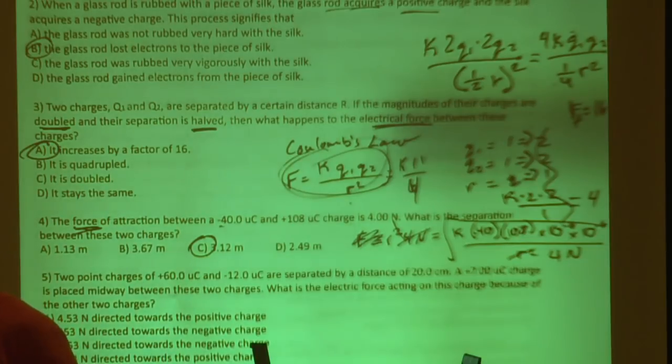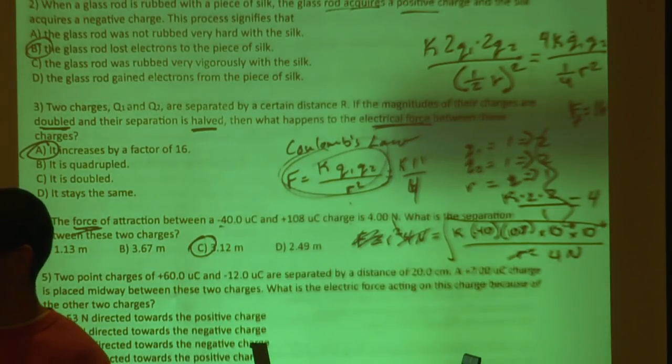I'm not going to waste your time plugging it in. I have an answer key right here, but please follow along. If you have calculators, bring them out and do the math, because it might be wrong. If it is wrong, let me know.